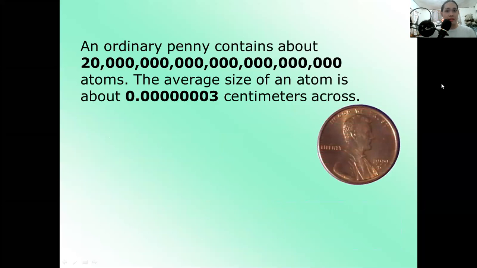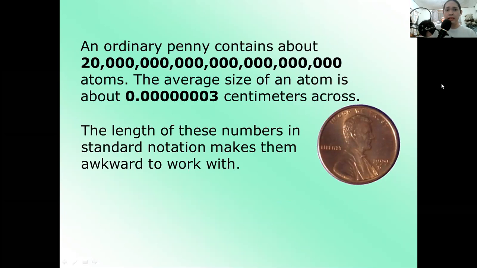An ordinary penny, or pesos rather, to be more contextualized, contains about 20, how many zeros? 3, 6, 9, 12, 15, 18, 19, 21, 22 zeros, imagine. Atoms: the average size of an atom is about 0.000000003 centimeters across. So now one is too large and the other one is too small, correct?